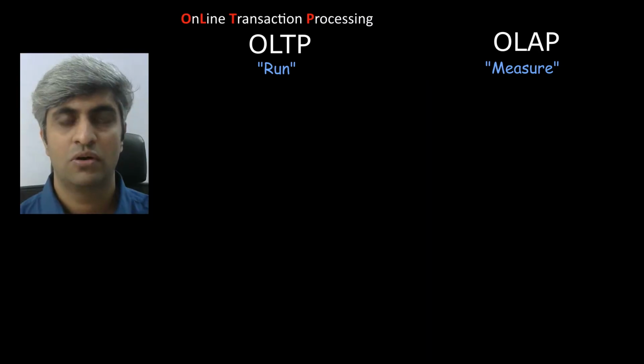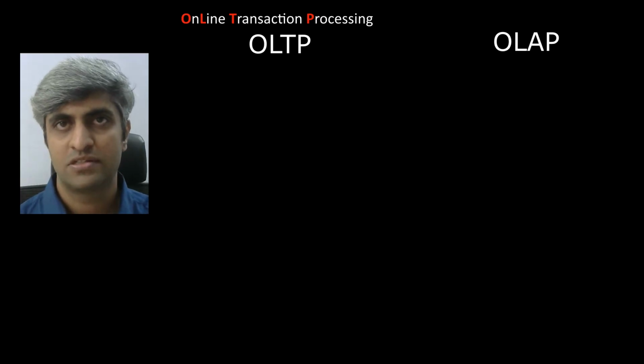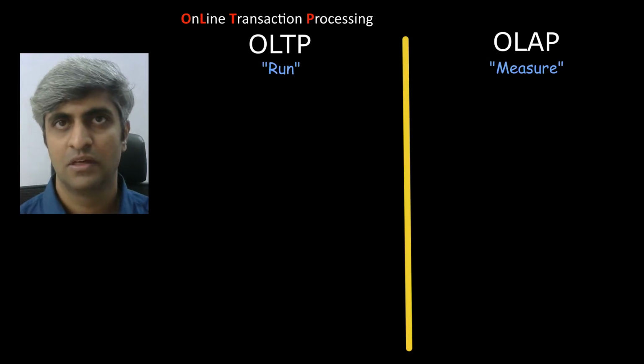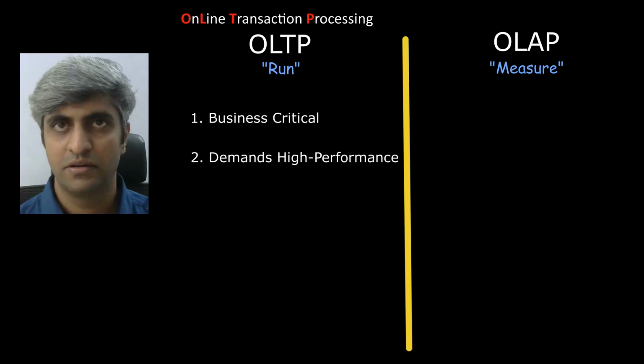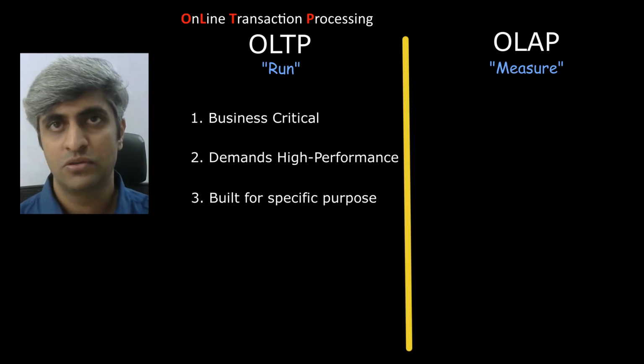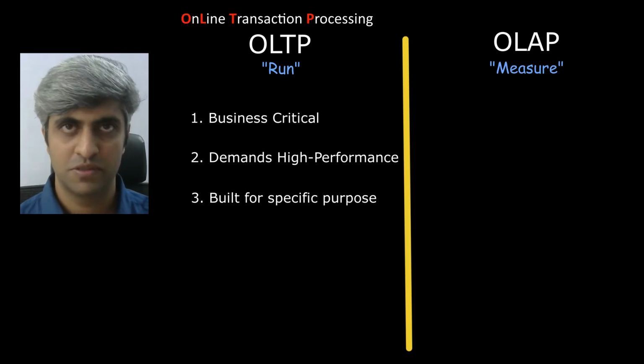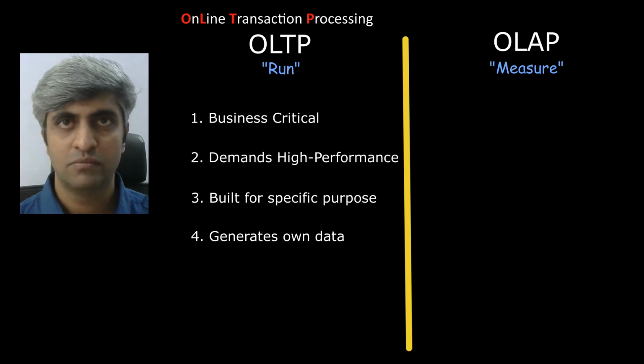OLTP stands for Online Transaction Processing System. An application is said to be of the type OLTP if it satisfies the below criteria. First, it's critical for day-to-day business operations. Without it, the business will come to a halt. Second, it demands high performance. Third, it is usually built for a very specific purpose and does not deviate from that. Fourth, it mostly generates data on its own.